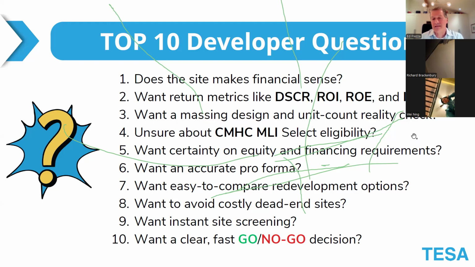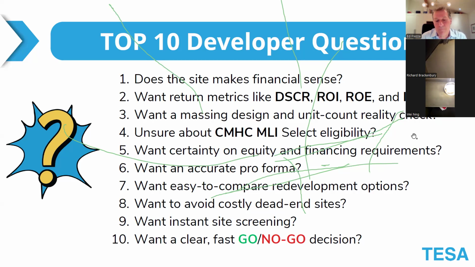They're looking for a massing design and a unit count, and they want some sort of a sanity check to see that the numbers they've created aren't pie in the sky and actually have some reasoning and logic behind it. They're unsure about this new CMHC MLI Select product. Are they eligible for it? And how does the project they have in mind qualify for the project?